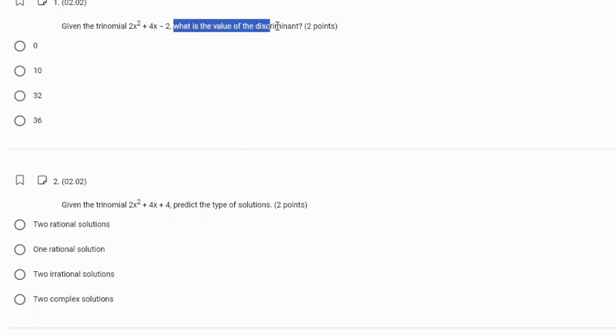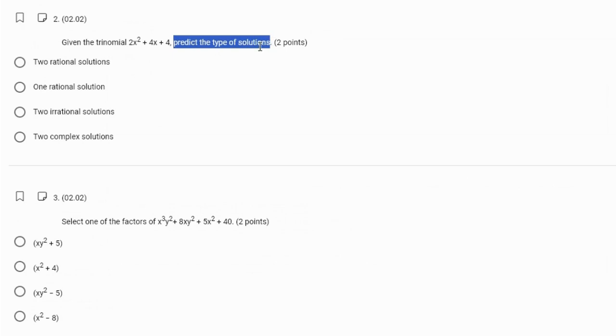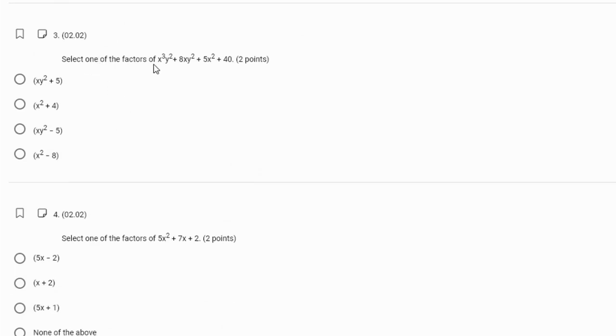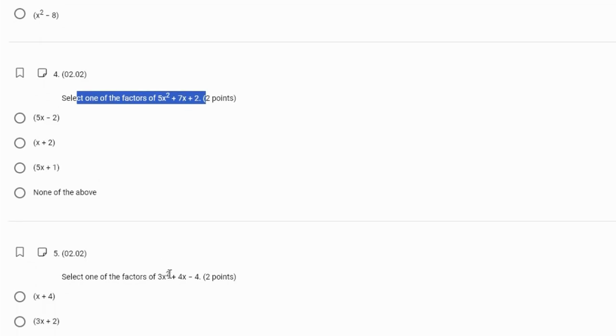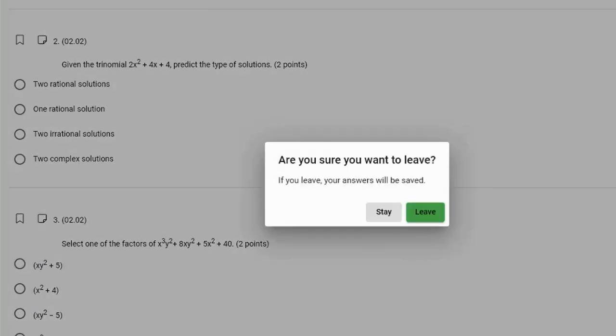Starts out, what is the value of the discriminant? You just have to calculate the discriminant. This one, predict what type of solutions you're going to get: 2 rational, 1 rational, 2 irrational, 2 imaginary, which just means calculate the discriminant. Select one of the factors of this, one of the factors of this. All right, that's what you have. 5 problems on the second assignment there.